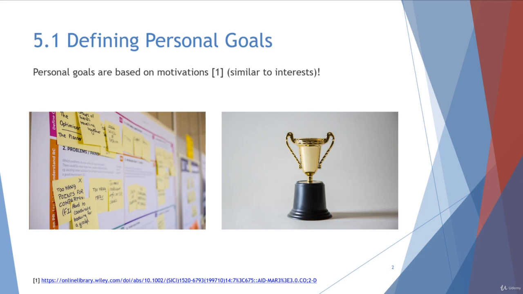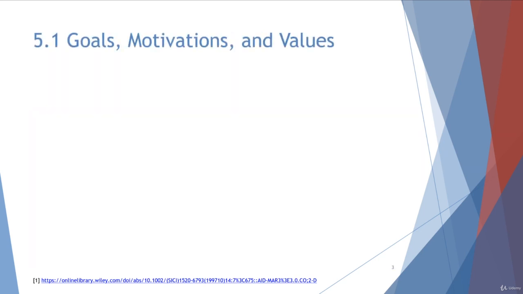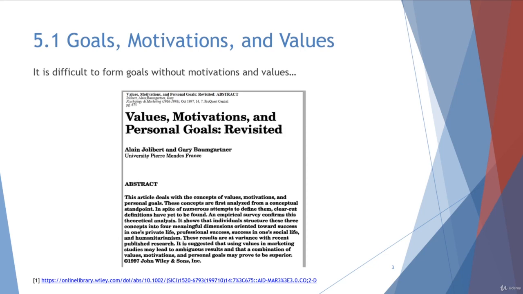One such article which defined personal goals also provides a link between personal goals, values, and motivations, and is worth a read. Basically, the article argues that a person with values, personal goals, and motivations would be driven by a desire of success in categories such as professional, social, and personal life.